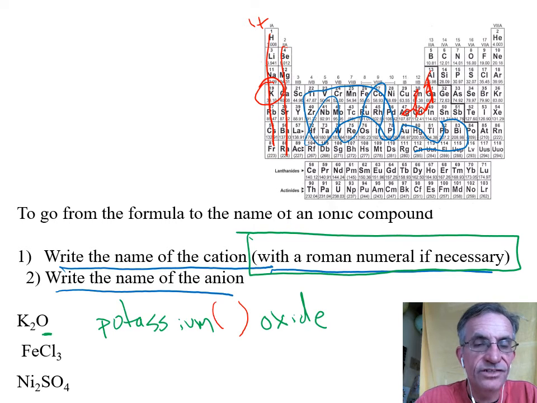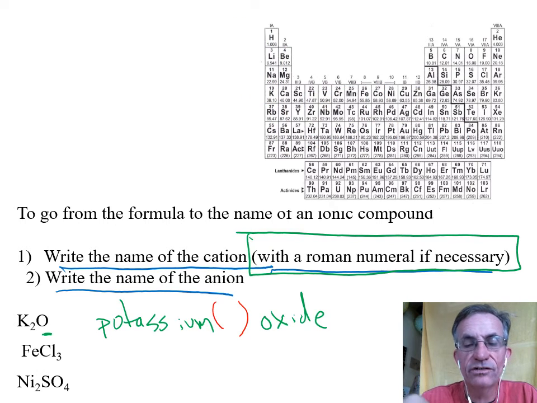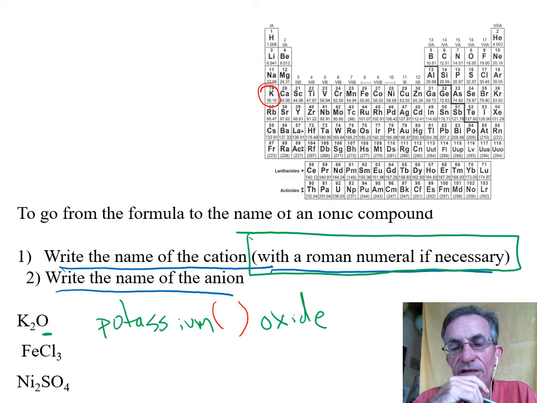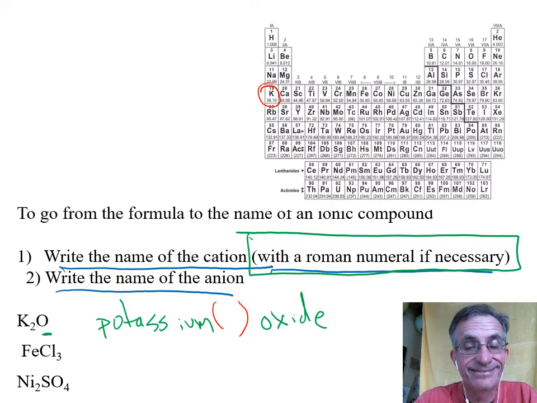All right? So, in this case, potassium always has a charge of 1. It's right here. It's always 1. You do not need to write the charge. You don't need to tell me the charge. I know it's 1. So it's just going to be potassium oxide. That's it. Potassium does not get a Roman numeral. All right, it's done. Okay.